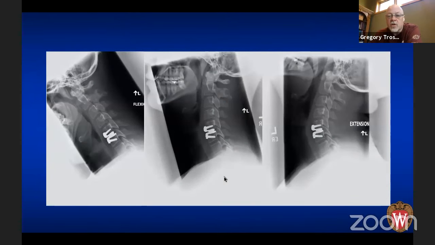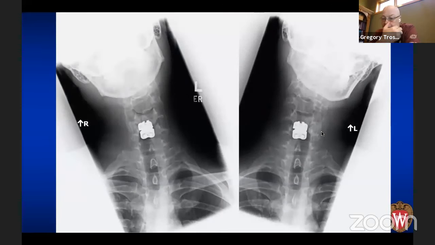This device actually shows you that motion is coupled. The center picture is just a standing lateral. The one on the left shows that when the patient flexes, the superior component moves forward on the inferior component, and when you extend, it actually moves back. So that shows biomechanically how this works.